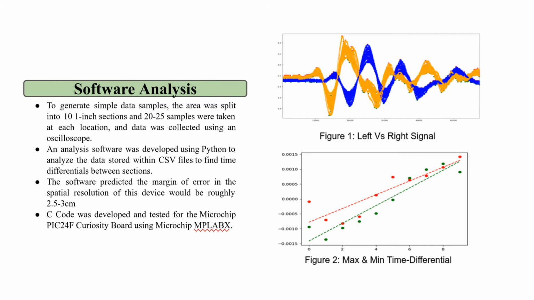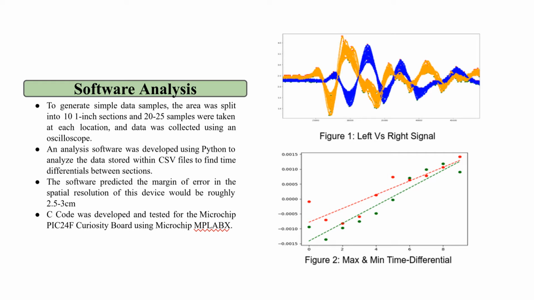In order to collect consistent samples, 2 microphones were placed 10 inches apart from each other, and the area between these microphones was then split into 1-inch segments. 20 to 25 samples were taken using an oscilloscope and were used in our analysis software to both view and analyze these results and output graphs seen in Figure 1 and Figure 2.